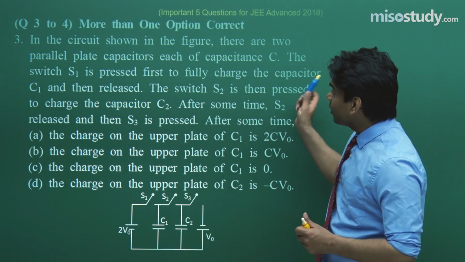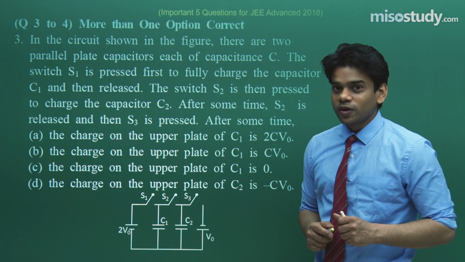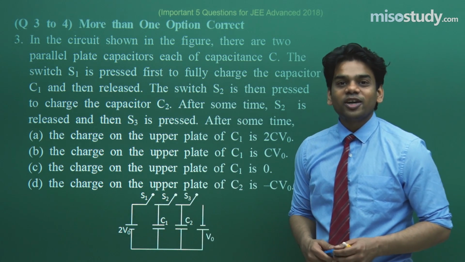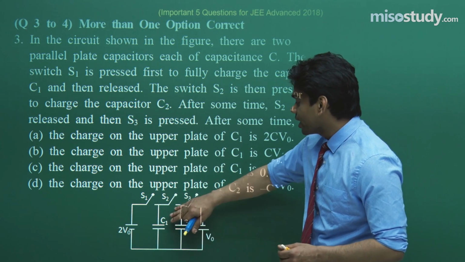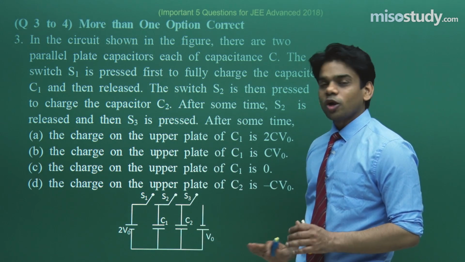Now, the first line you read tells you that only S1 is connected. If I show you the circuit, only S1 is connected, which means capacitor C1 will be connected to the battery of EMF 2V0. The rest of the part, that is C2, and this cell will not be connected to the system.